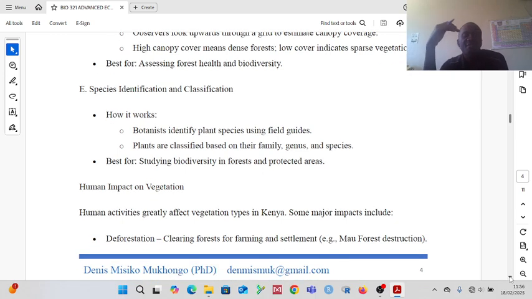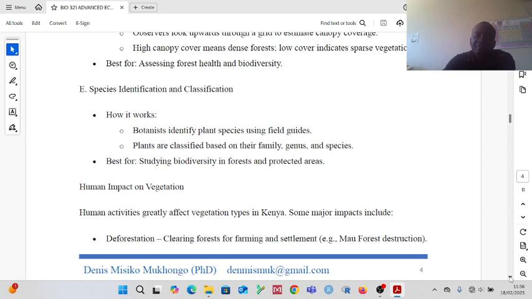But this vegetation hardly grows in areas where we don't have human beings. So it means we end up having an impact of the presence of human beings in areas where the vegetation is present. So what are some of the impacts that humans have on vegetation cover? One of it, of course, is deforestation.